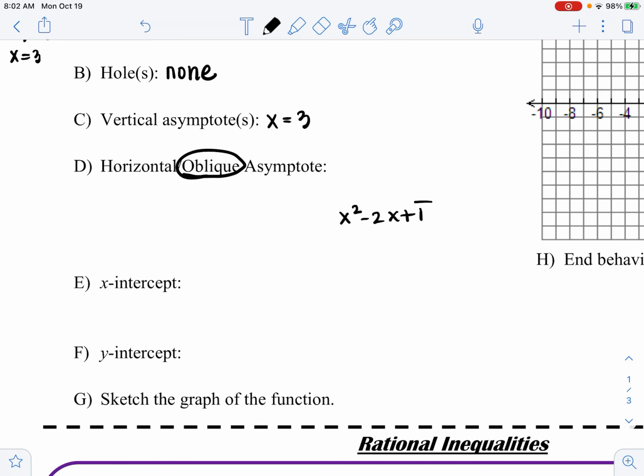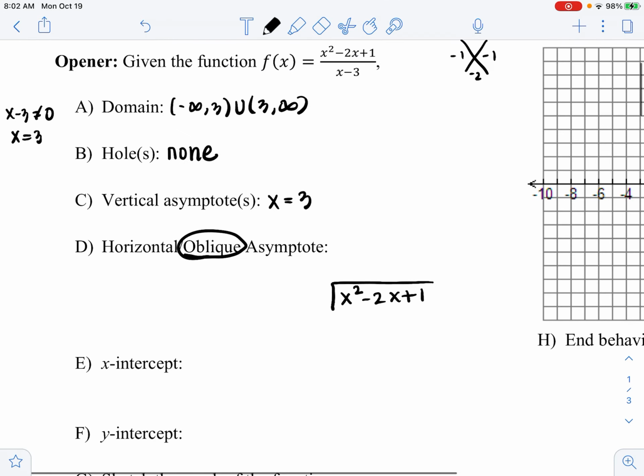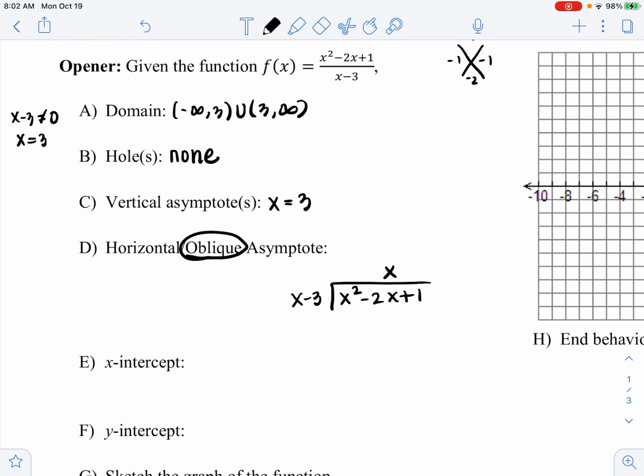So I'm going to do x squared minus 2x plus 1 divided by x minus 3. Okay, so I asked myself, what do I need to multiply x by to get x squared? That's x. I'll put that up there. Distribute my x to my x minus 3, and I have x squared minus 3x. Subtract that from the previous polynomial. I don't like subtraction, so I'm going to change it to adding the opposite. These cancel. I have x plus 1.